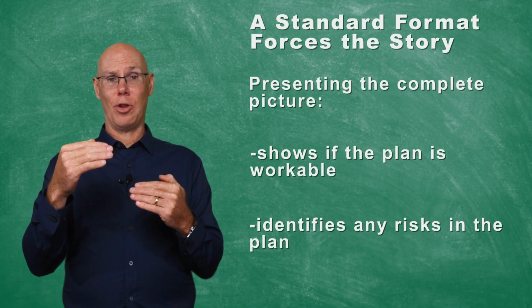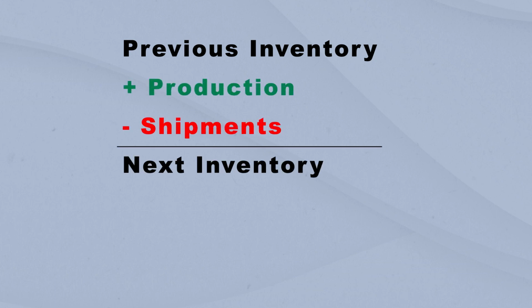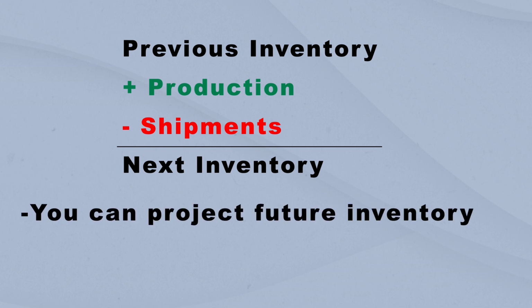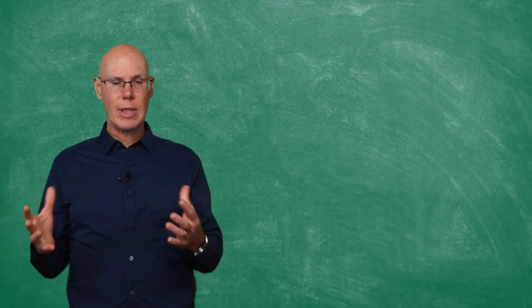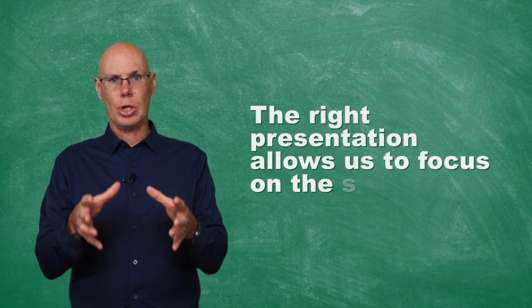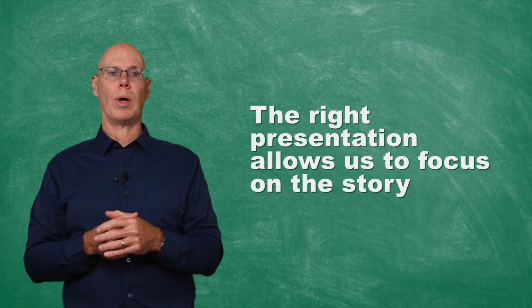So for example, if I look at my inventory, I can take my previous inventory, add my production, subtract my shipments, and I get my next inventory. And that means that as I go forward, I can actually do a projection of what my future inventory is going to be. If my production is less than what my capability is, and I'm still able to maintain the inventory level that I've planned, then I have a plan that's going to work from a balance standpoint. If things don't add up, then I have to question, do we have a valid plan? So having that right presentation allows us to focus the story, what's going on.